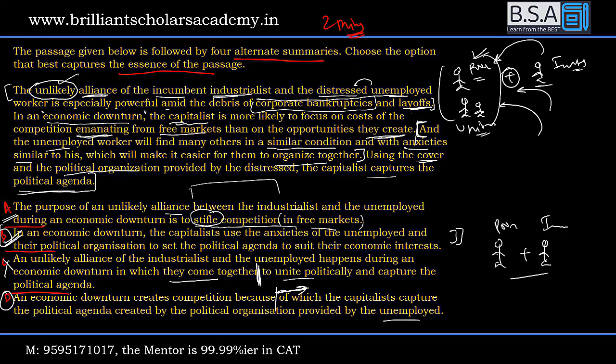And again, option D does not talk about the unlikely alliance, the unexpected alliance. B, Bombay. Good, good.